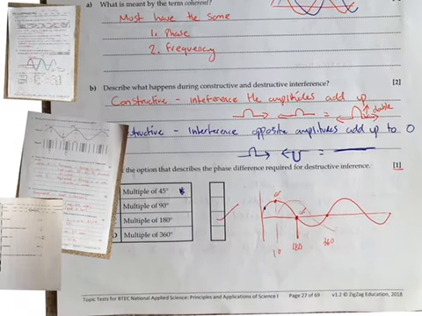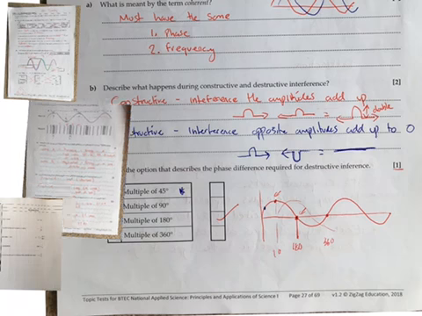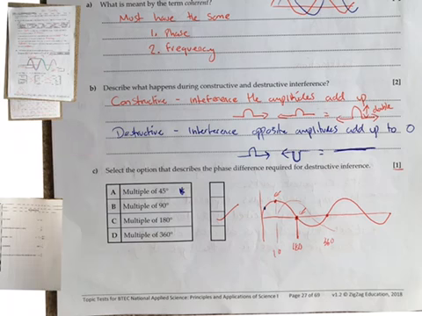Describe what happens during constructive and destructive interference. I think I can get rid of this page now. I'm going to go up there. So constructive interference is where they get that superposition. It becomes bigger. So you've got this wave moving towards this wave, and they're both on the same side. So they're both on the upper side here. And when they hit each other, this is going to get bigger.